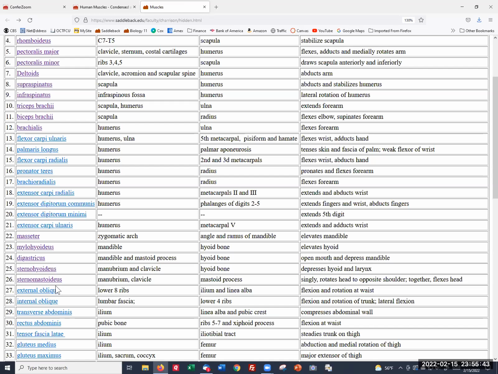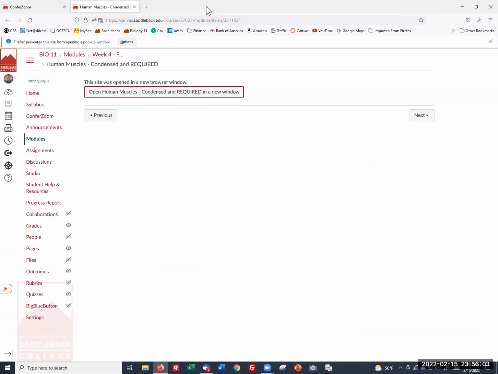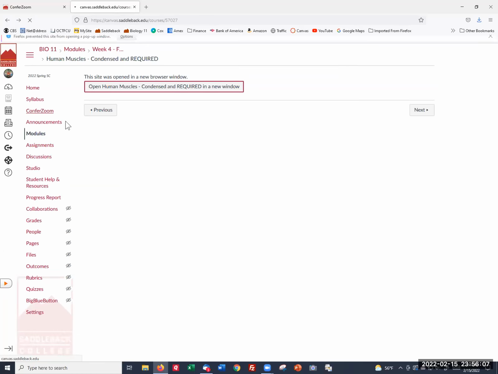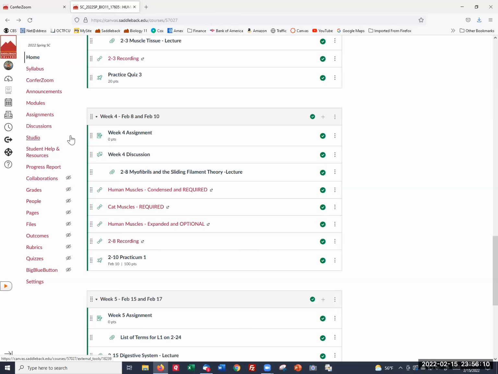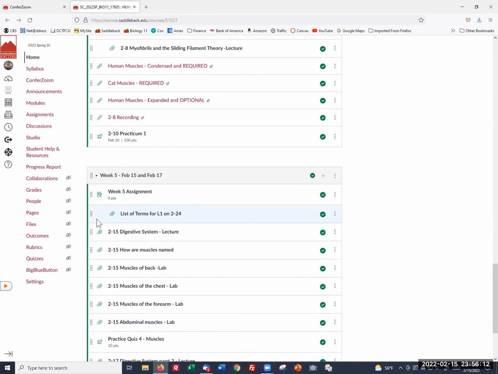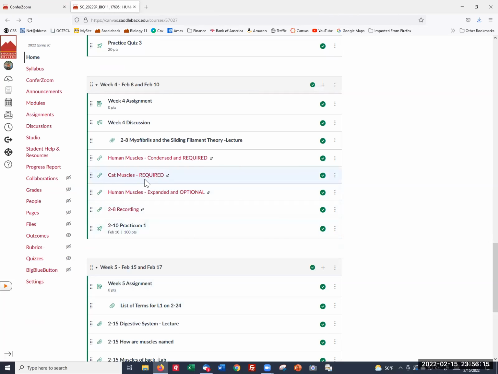Okay. Just please, between now and Thursday, you have all of your lecture material. I mean, this is not going to be on the lecture test, you know that. Okay, but tackle those for the human. And then cat muscles required.